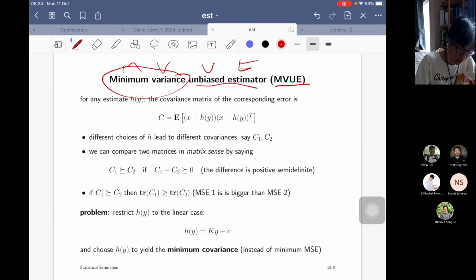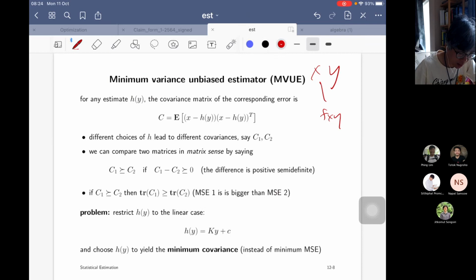So let's take a look at the problem setting. The problem is still the same. You have variables x and y. These two are jointly distributed. The only thing that is measurable is y, but you want to use the information of y to estimate x. You want to come up with an estimator of the form h of y. But now the way you choose h of y has a different goal.